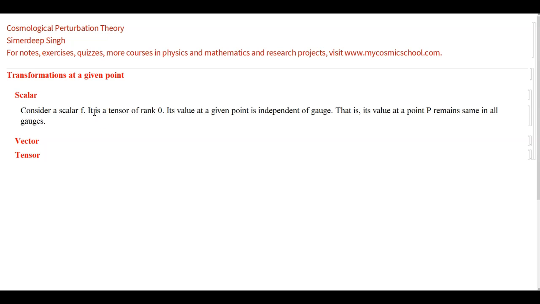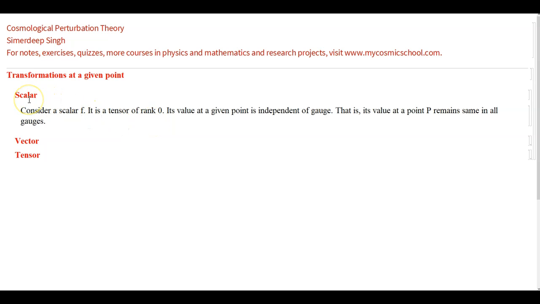In this video, we are going to look at the transformations of the value of a field from gauge 1 to gauge 2, or from one arbitrary gauge to another arbitrary gauge, at one given point P. How do the values transform?